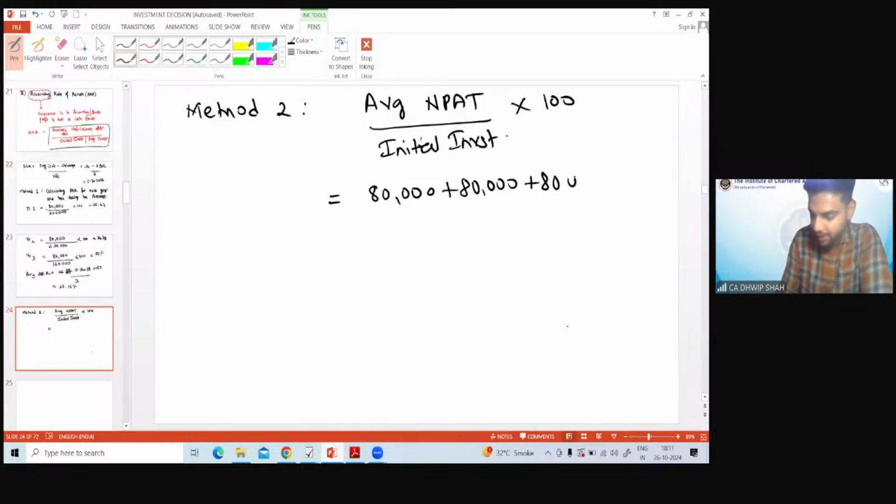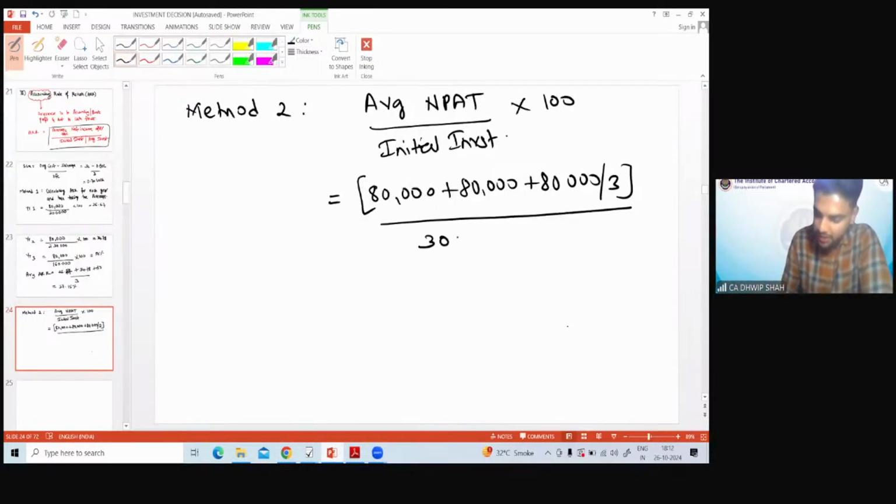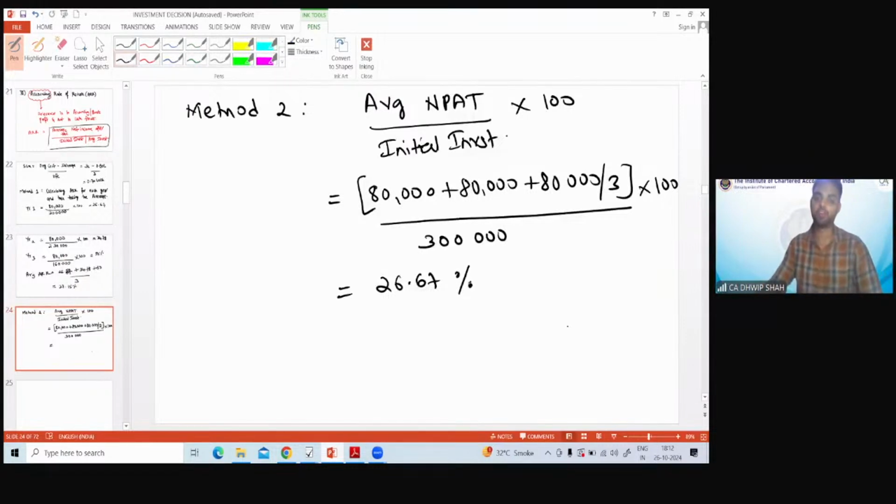So average NPAT for 3 years is 80,000 for year 1, 80,000 for year 2, 80,000 for year 3, divided by 3, and my initial investment is 3 lakh into 100. So it comes to 80,000 divided by 3 lakh into 100, which is 26.67%. This is one of the simplest and quickest ways to solve ARR. Okay? And this is my personal favorite way because it takes very little time.